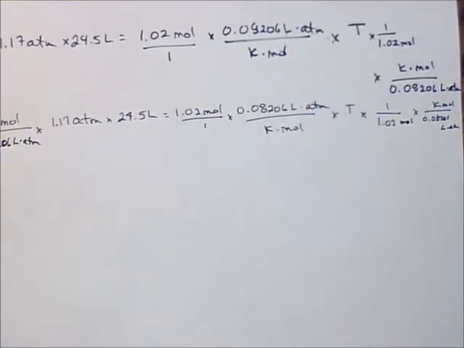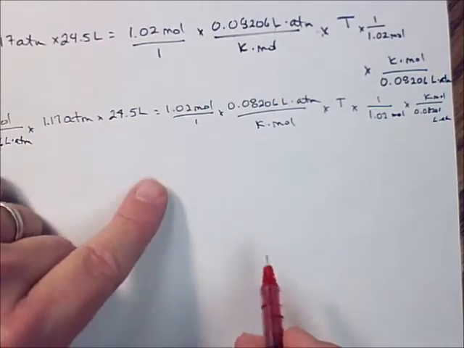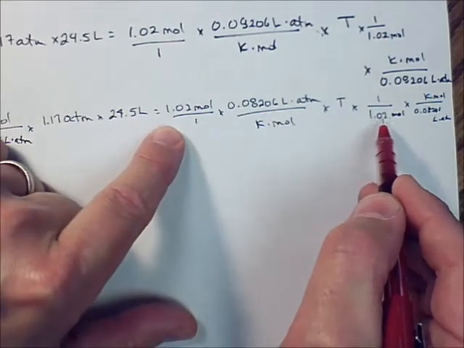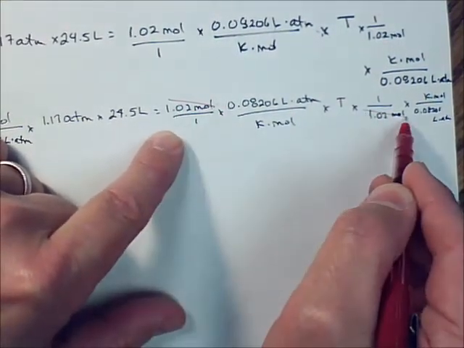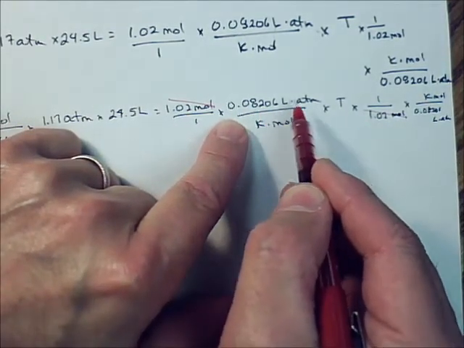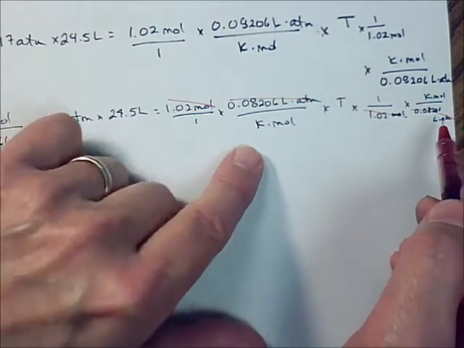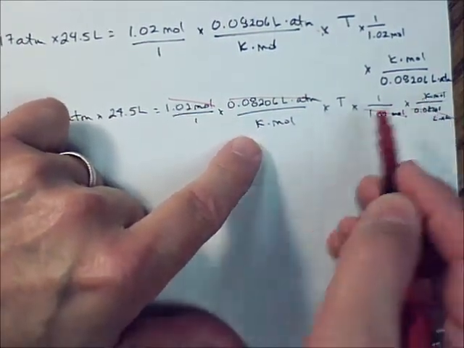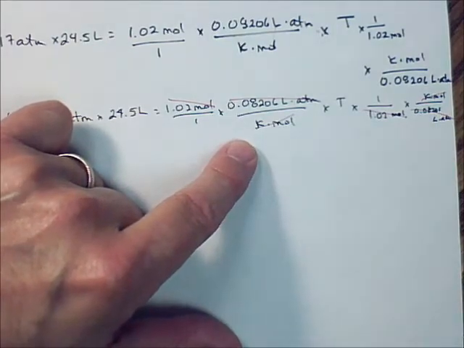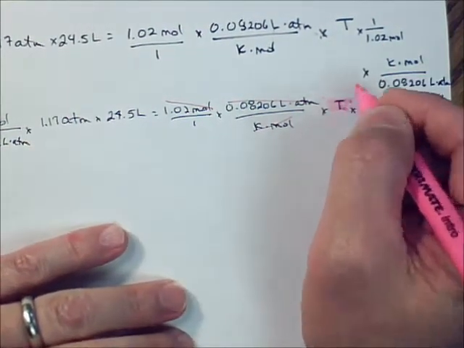All right, let's see what we got. We can cancel 1.02 moles here and here. We can cancel the 0.08206 liters times atmospheres. All of that's going to cancel here and here. Kelvin and moles are going to cancel here and here. So what we have left then is temperature. We've isolated the temperature all by itself.